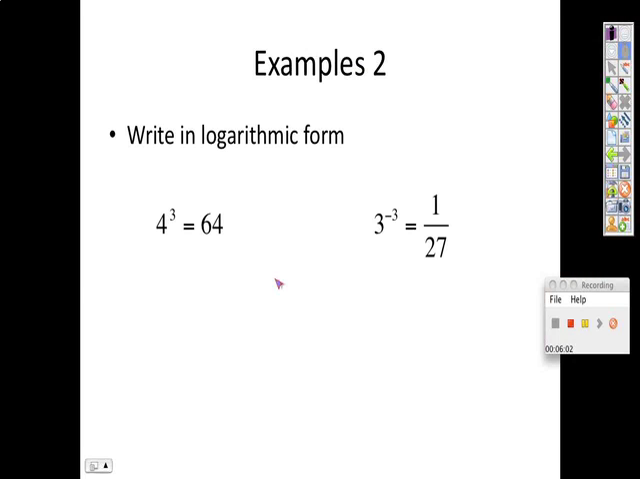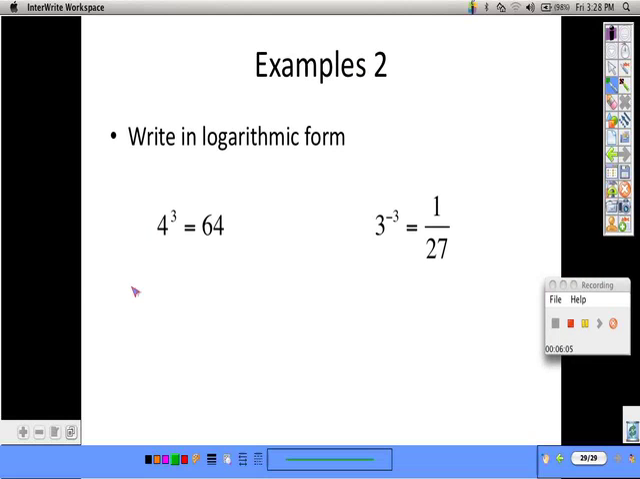Going the other direction, the base is 4, and the exponent is 3, so that's what the log equals. So log base 4 of 64 is equal to 3. The second one, the exponent is -3, so that's what the log's going to be equal to. We're base 3, so we have a subscript of 3. Log base 3 of 1/27 is equal to -3.